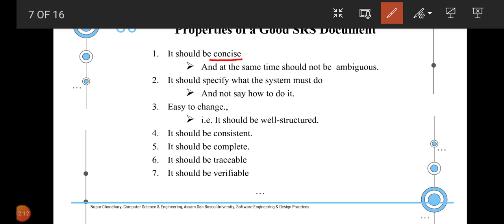The seventh point is it should be verifiable. That means once the SRS is developed, it has to have the mechanism or scope of getting verified either by the senior system analysts or from the customer's point of view.